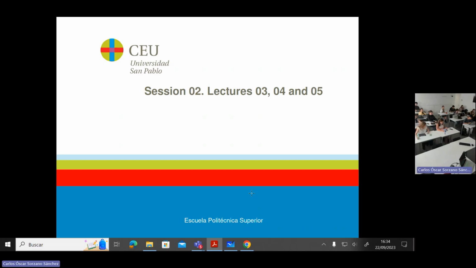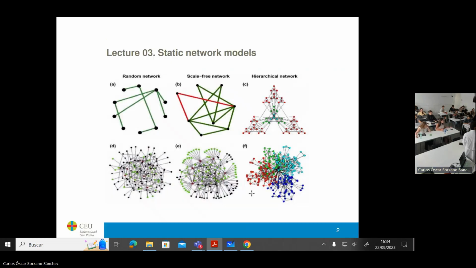Okay, so today is the most mathematical day. What we will see is all the possible models that we can fit to the kind of data that we will use during systems biology. And we will present a few examples of them. The first set of models are called static network models.